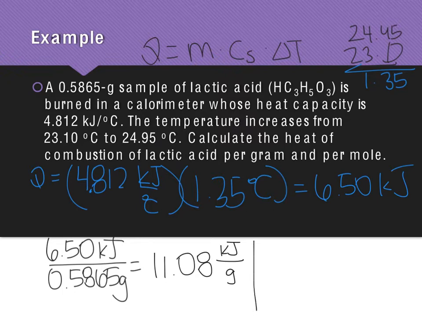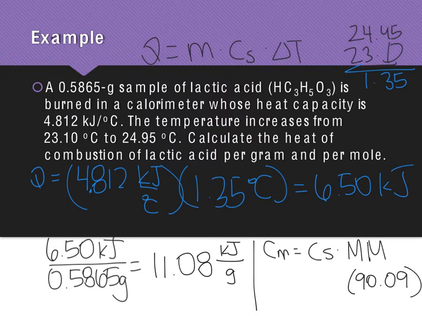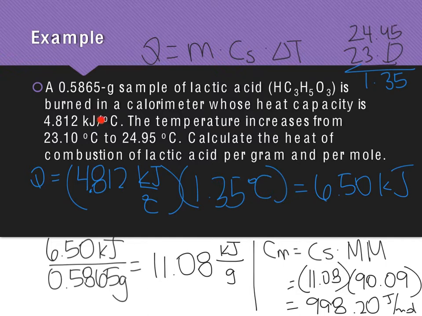And then we have an equation where we know that our molar heat capacity is equal to our specific heat times our molar mass. The molar mass of lactic acid is about 90.09. Our specific heat capacity that we're working with is kilojoules per Kelvin. I know it's not technically heat capacity, since we don't have a degree Celsius, but it'll work. I'm sorry, it's not kilojoules per gram, it's 1.08. Anyways, you multiply those together, and you get that our molar version is 998.20.